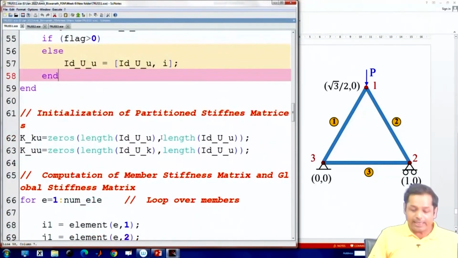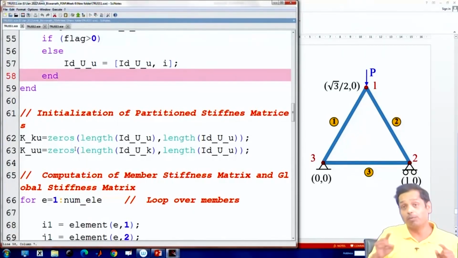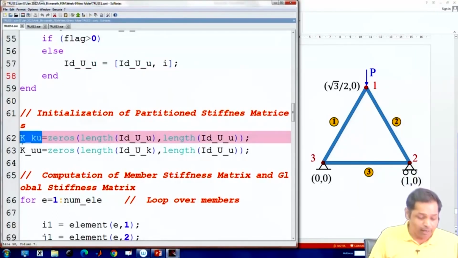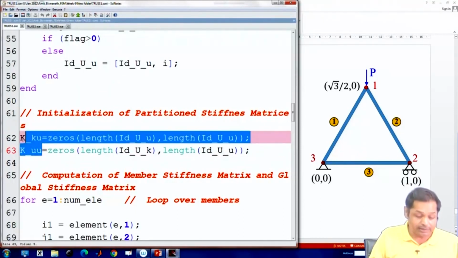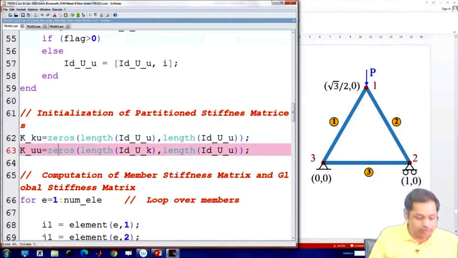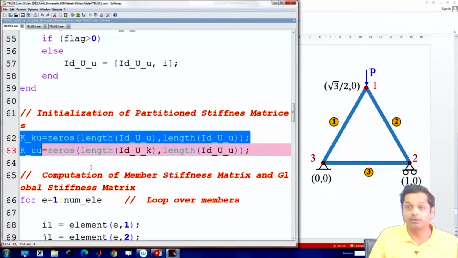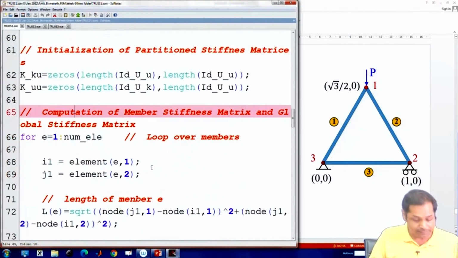Next is the partitioning, the initialization of the partition matrices like KQ. If you recall the global stiffness matrix, now we have 4 parts based on the known information and unknown information, KKU and KEU. If you correlate with the discussion in the previous lecture, you will see that these are the same variables we used in the manual calculation. So this is the initialization of those submatrices.